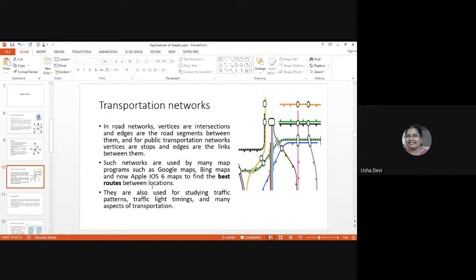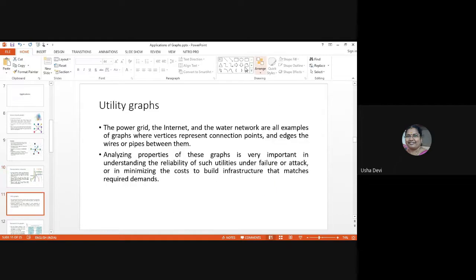Okay, so this is another example of graph application. Then we may have utility graphs, showing how much you have utilized. For example, in the case of the internet, you may have a utilization chart, showing where it starts from, where it goes, and how much you have utilized.